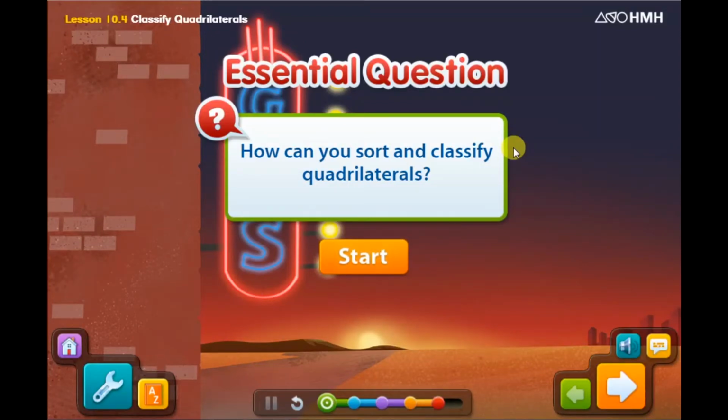Today's episode is about how to classify quadrilaterals. Lesson 10-4. So our essential question, how can you sort and classify quadrilaterals? Let's see.